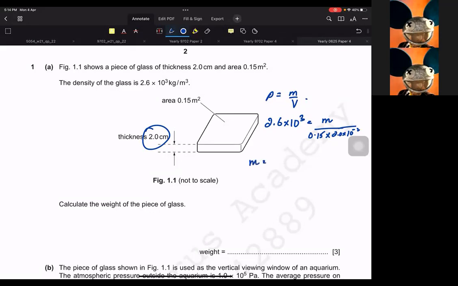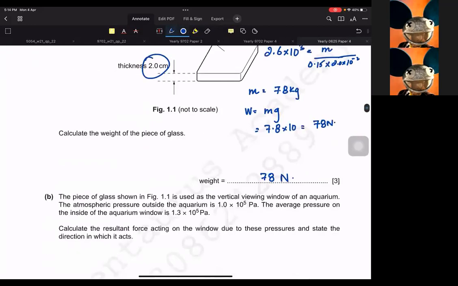So the mass would be 2.6 times 10^3 multiplied by 0.15 times 2.0 times 10 power minus 2. So it has to be 7.8 kg on my calculator. And then weight is W equals mg. So 7.8 times 10, that would be 78 newtons. Like this. So do not forget units.